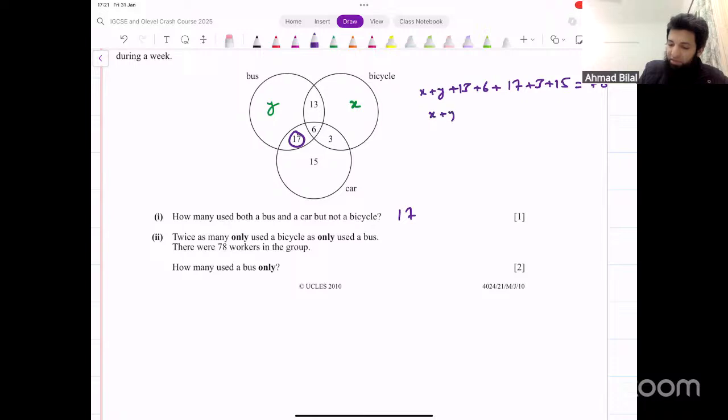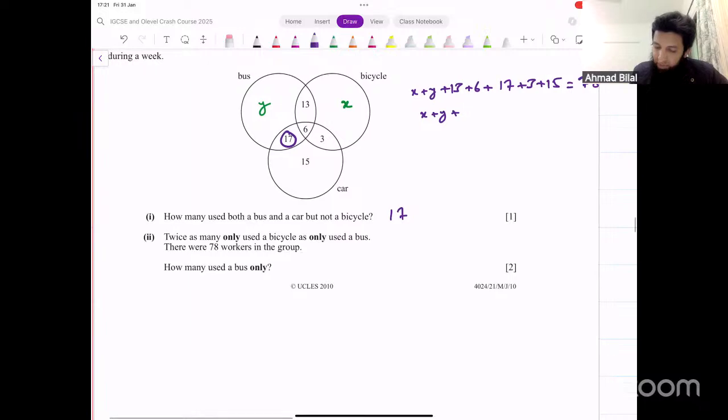We can simplify this and we have X plus Y plus all of these numbers. 19 plus 17, that's 36. 36 plus 3 is 39. 39 plus 15 is 54. And then it goes to the other side. 78 minus 54, that should be 24. That's one equation that I'm getting. Please make sure that you are checking for any careless error here. Please recheck the addition there as well. That's one equation.